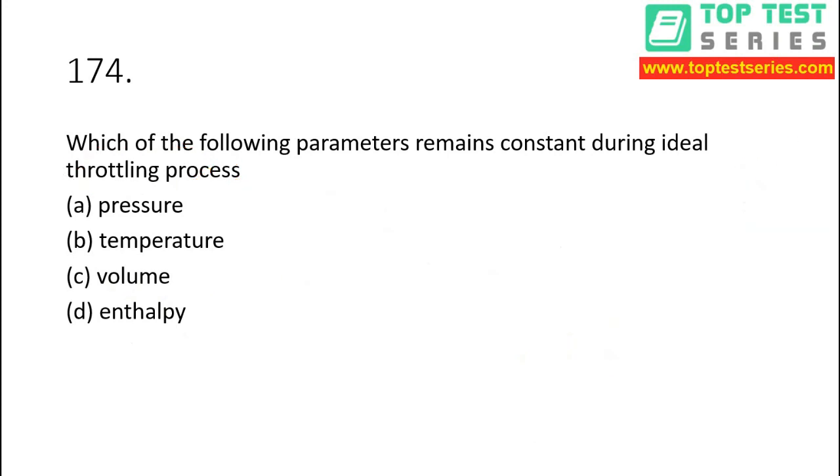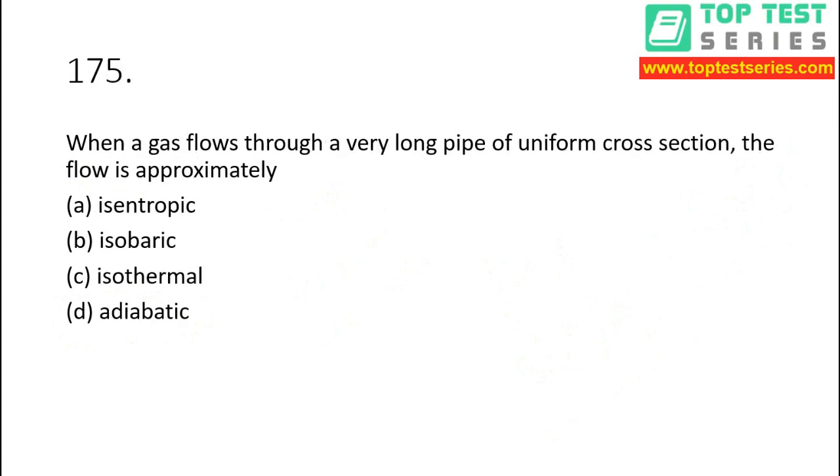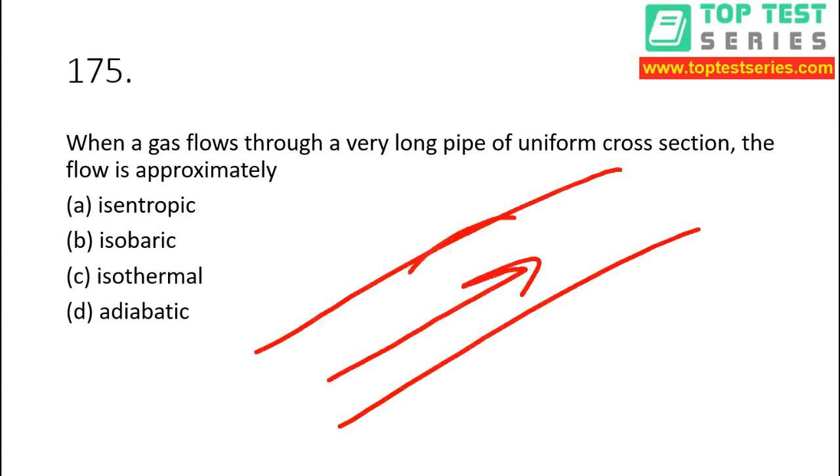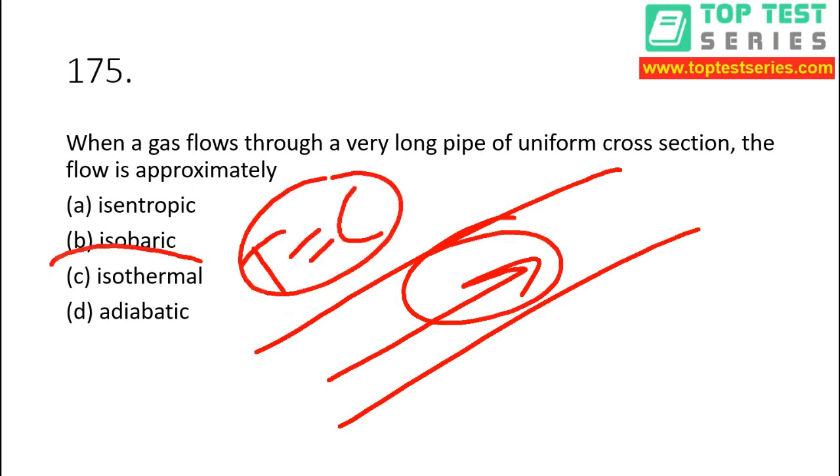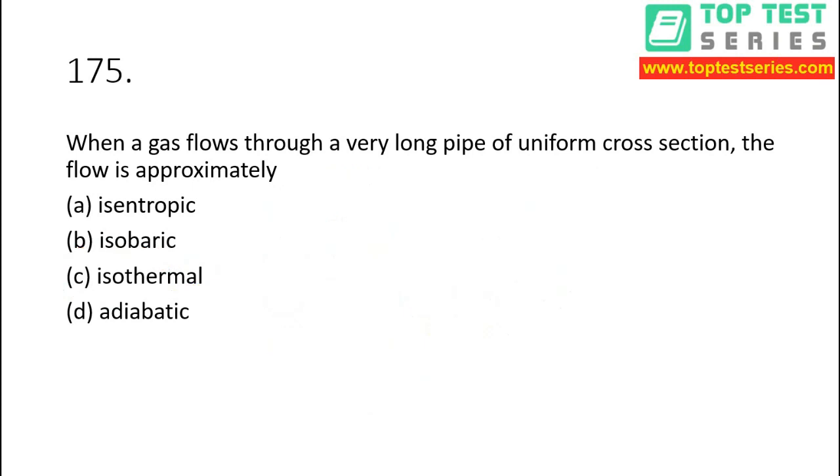So from that, if you understand thoroughly the concept of VCRS, then you can easily understand about that. Question number 175. When a gas flows through a very long pipe of uniform cross section, the flow is approximately. My dear, whenever any gas is flowing through a long pipe, the temperature will be constant. That means that will be an isothermal process. One liner, my dear, remember it.